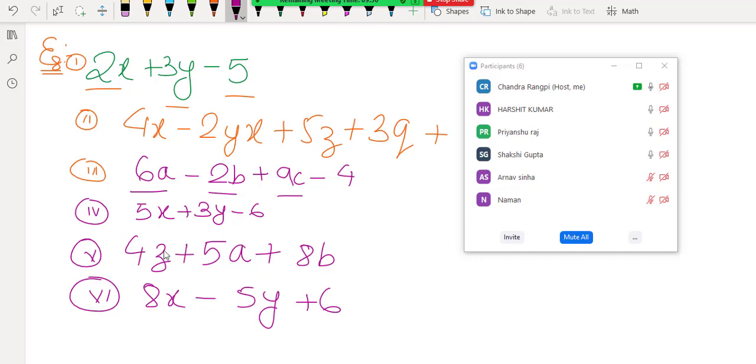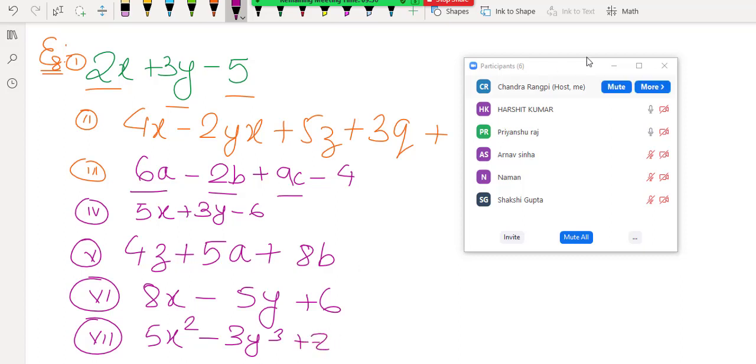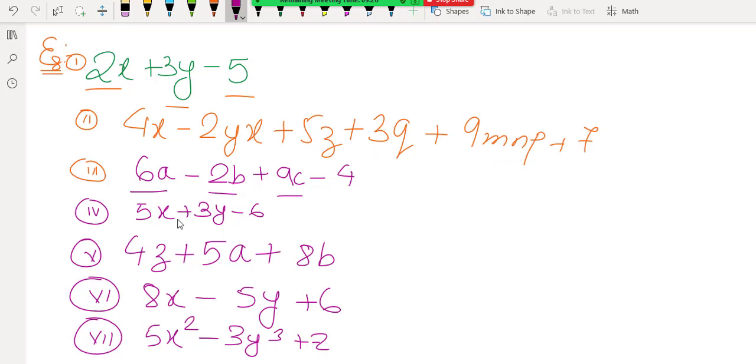Priyanshu, one example of an algebraic expression. 5x square minus 3y cube plus z. Yes, that's enough. So these are examples of what? Algebraic expressions.